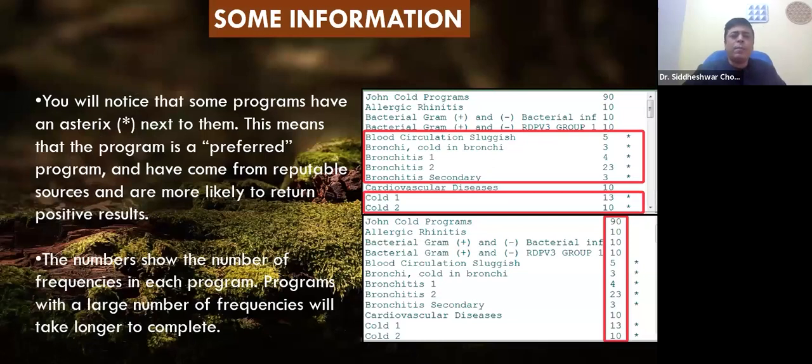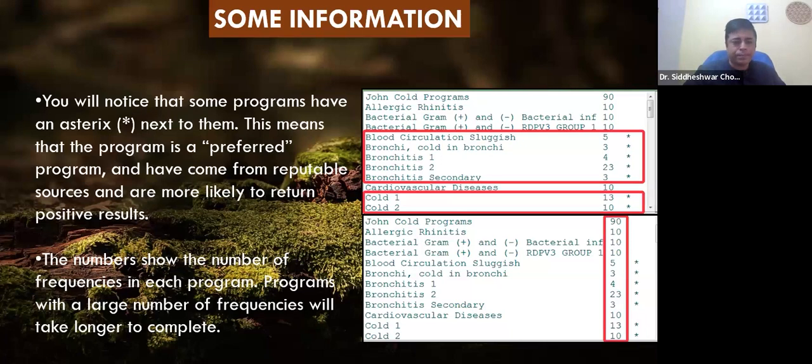Now, some information about the software. You will notice that some programs have an asterisk sign next to them. You can see the star on the right hand side. So basically these programs are preferred programs. These have been provided by reputable research sources. So you can feel more confident while using these frequencies compared to the other ones. Okay. So these are pretty safer to use. Not just safe, these might give you better results. Okay. This is just probability of success.